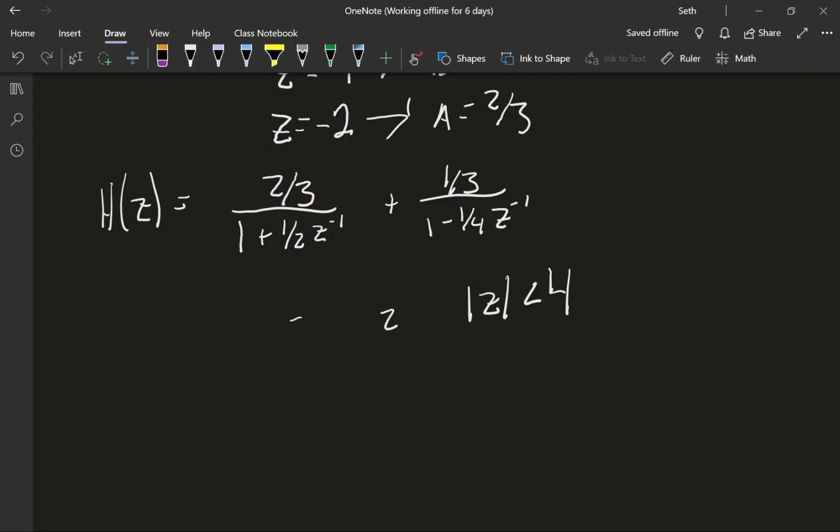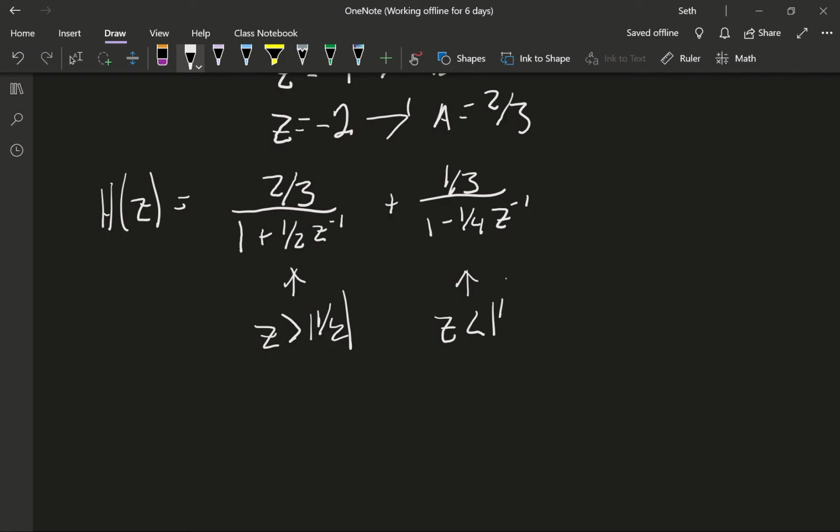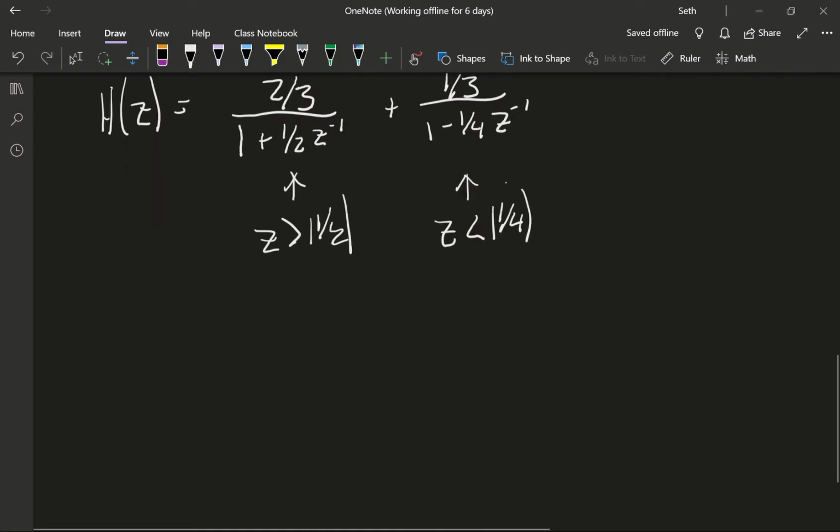Sorry, I did that backwards. The region of convergence for this one is going to be z greater than 1/2. And for this one, it's going to be z less than 1/4, so our region looks something like this.